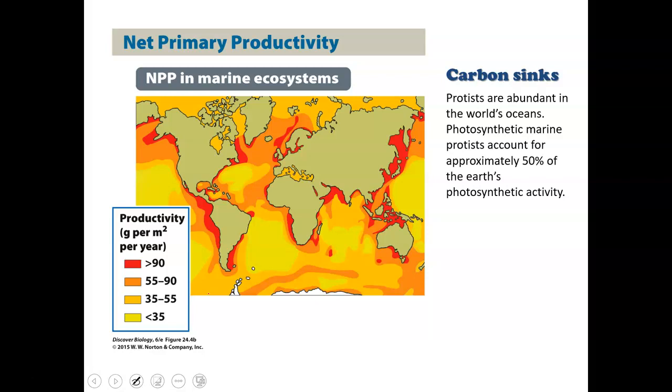And you're going to see here that most of the high areas of primary productivity are near the shore, not necessarily in the open ocean. So this is why the fisheries are actually closer to shore than they are in the middle of the ocean.